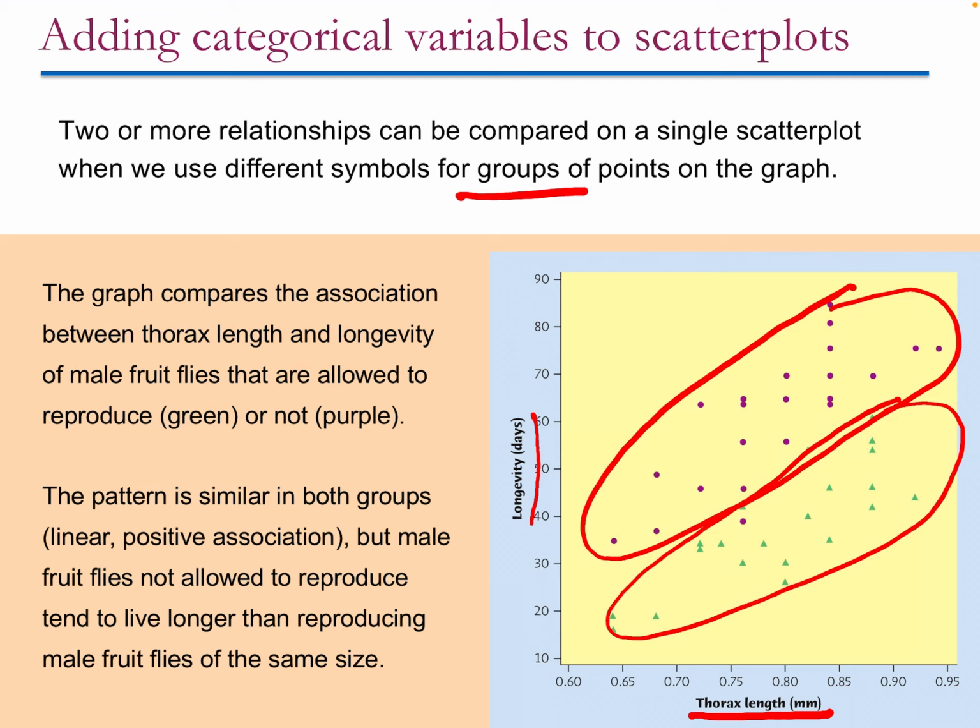Something about reproduction is metabolically, energetically expensive, and we see this a lot actually in invertebrates in particular. Those that reproduce more tend to not live as long as those that don't. There's a cost in terms of longevity to reproductive activity. Okay, so we can glean more information from scatter plots by plotting categorical variables in this way.